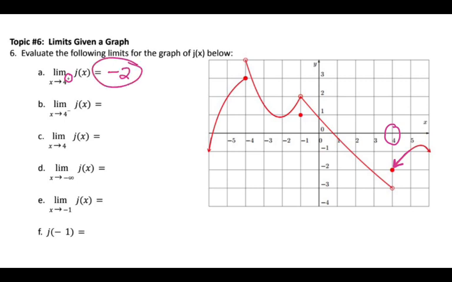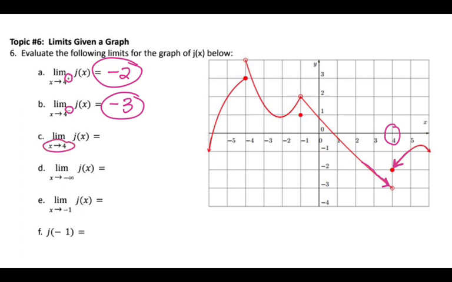Now I want to do the same thing, except I'm approaching 4 from the left. That's what that negative means. So I'm going to travel along my graph as I approach my x of 4, and I want to see where that y coordinate is heading towards. And this one is -3.